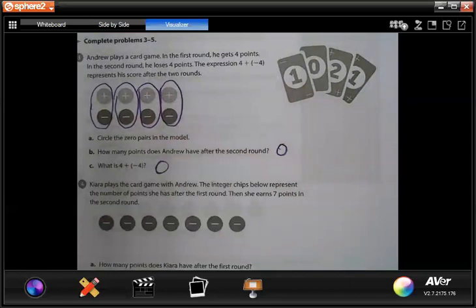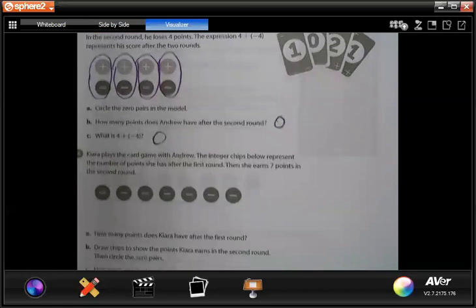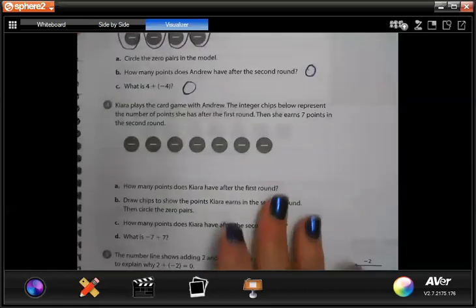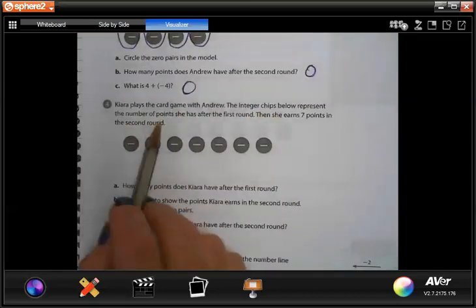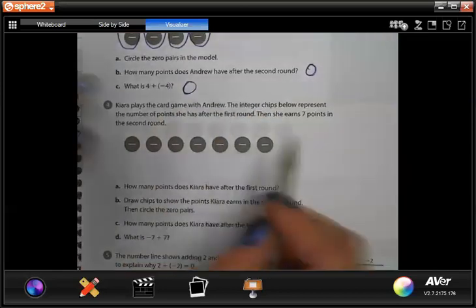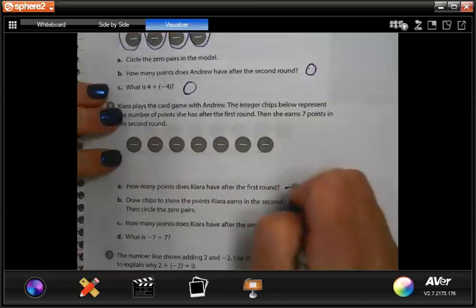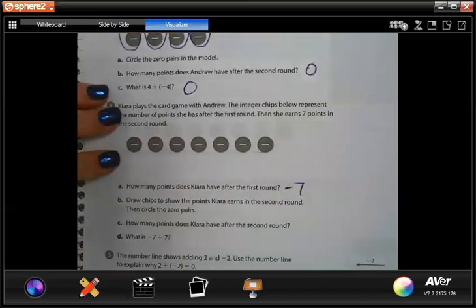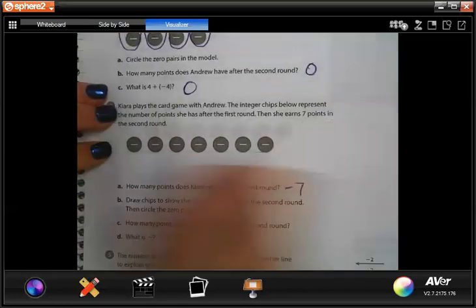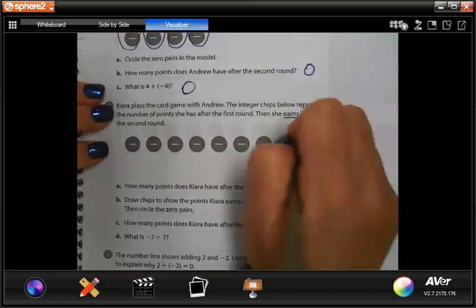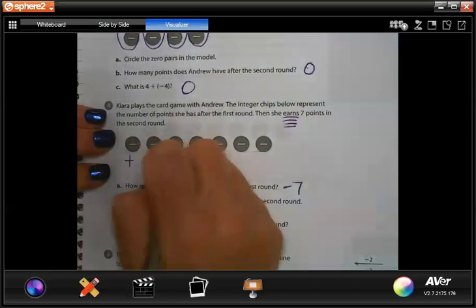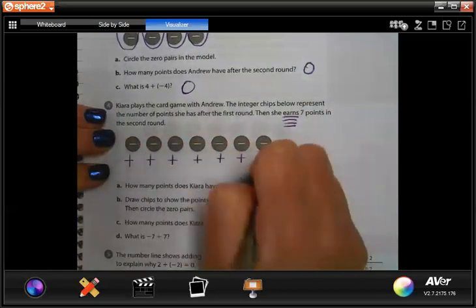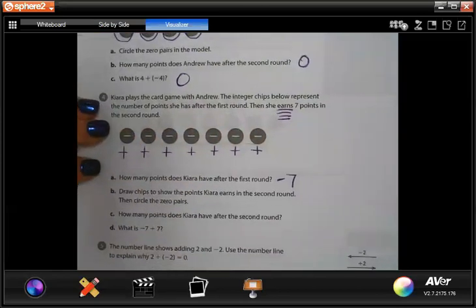All right, so take a look at this. Kira plays a card game with Andrew. The integer chips below represent the number of points she has after the first round. So she has -7 after the first round. But then she earns 7 points in the second round. So earn, that's a key word. Earn means positive. So that means she's gaining 7 points.